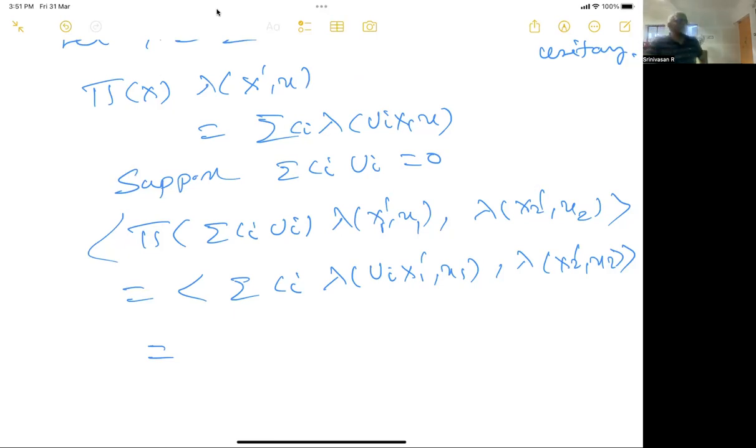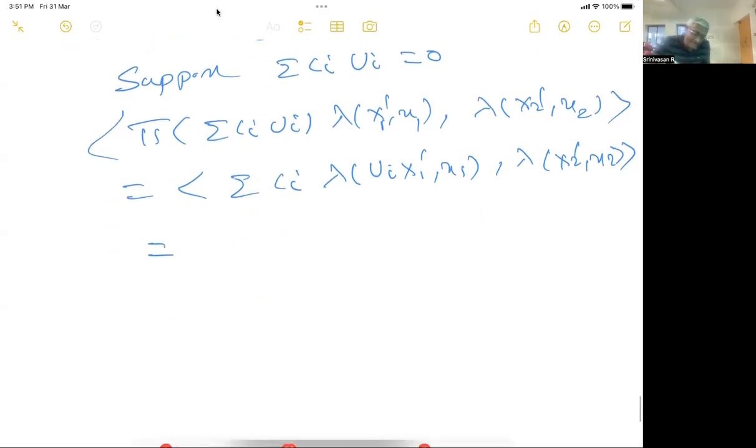How is it 0? You'll get C_i star outside first. You will get the summation of C_i star, the trace T of U_i star x2 prime u2, then take C_i star into the second thing, and T is linear, so it becomes the summation of C_i U_i whole star. Yes, that is 0. T is linear, and T of 0 will be 0. So that is one way. The other way is also easier.